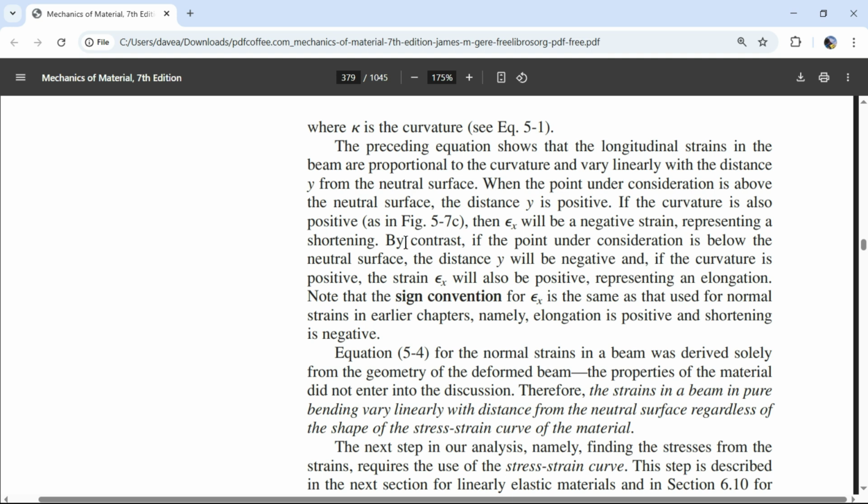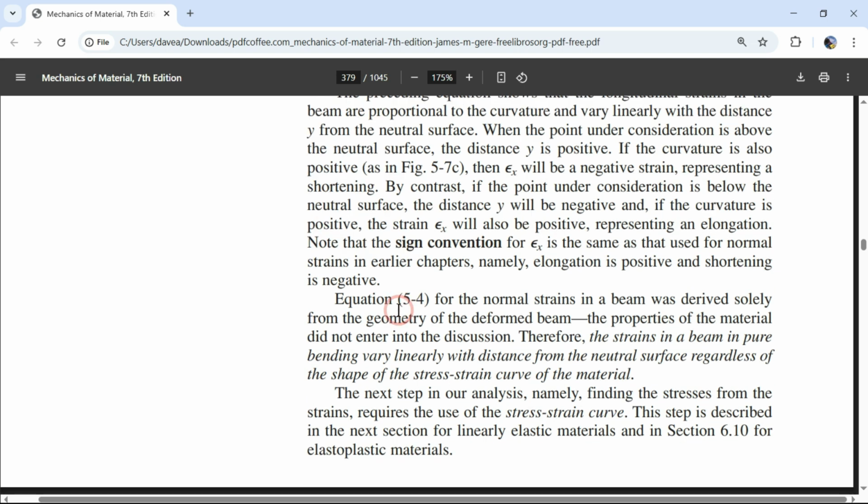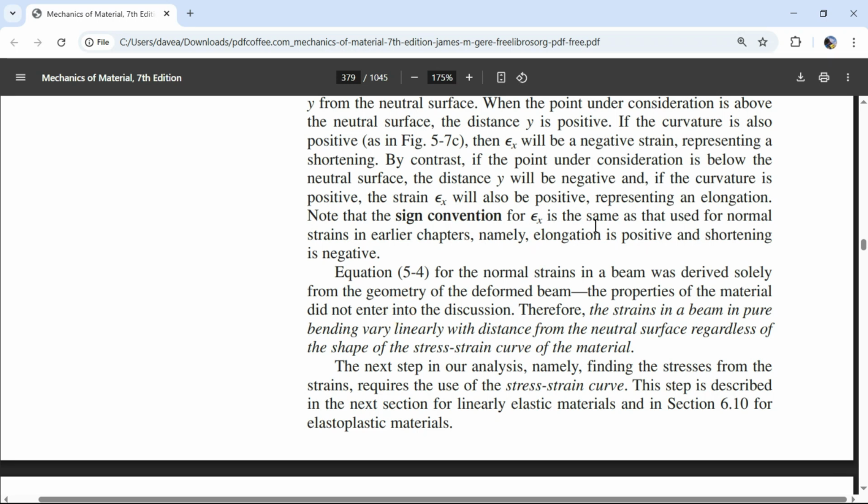And so let's visually do that one. If the point under consideration is below the neutral surface, y is negative, the curvature is positive, and the strain is going to be positive. It's going to be stretching out, representing an elongation. Note that the sign convention for epsilon x is the same as that used for normal strains in earlier chapters. Okay, so it's axial strain at a cross-section x. We're going to get a strain in the x, longitudinal direction.